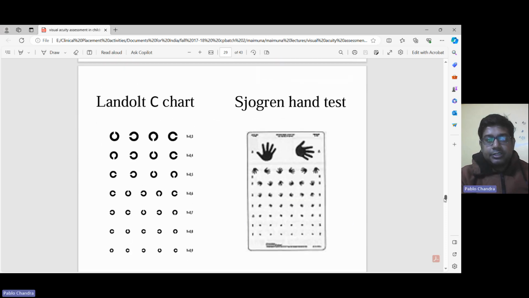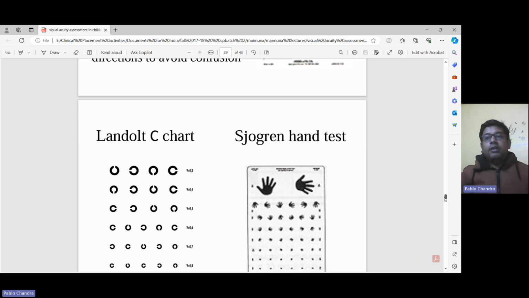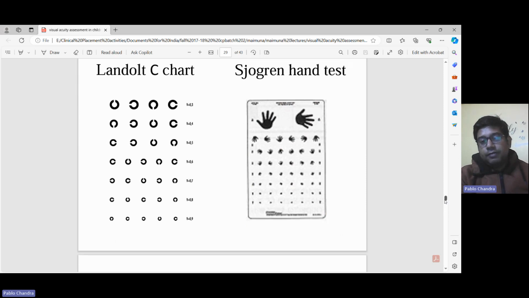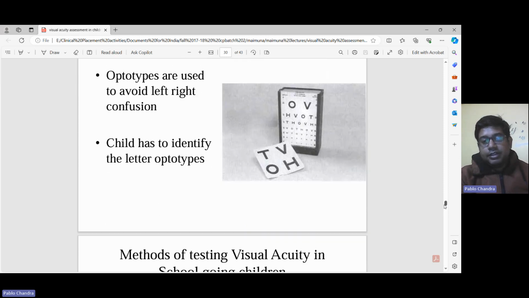Landolt C test: in a similar way, we have to find out where the C is broken, or whether we can see the C properly. If we can see the C properly and in which direction it is open, then we can understand the Landolt C test. Similarly, in the surgeon's hand test, we have to find out in which direction the fingers are open. If we can identify it, then we can complete the test.